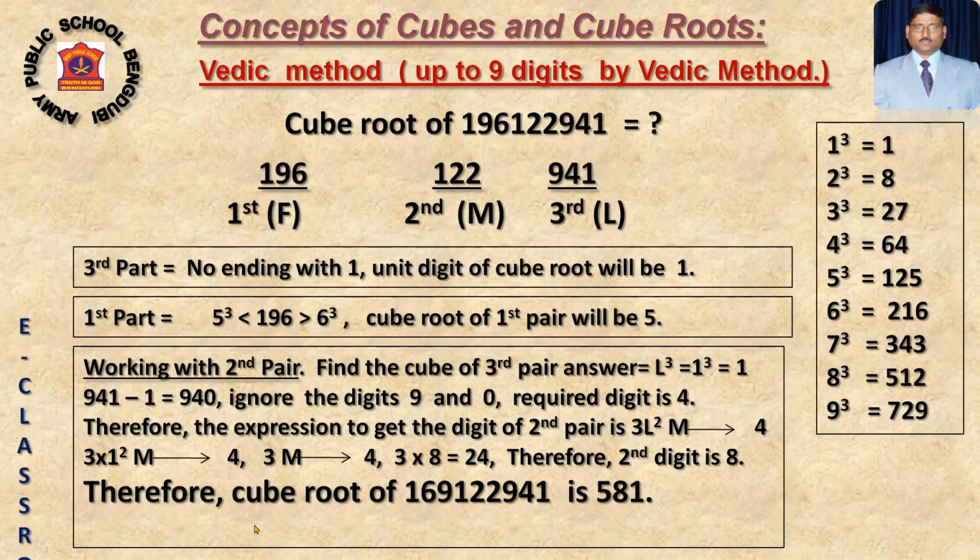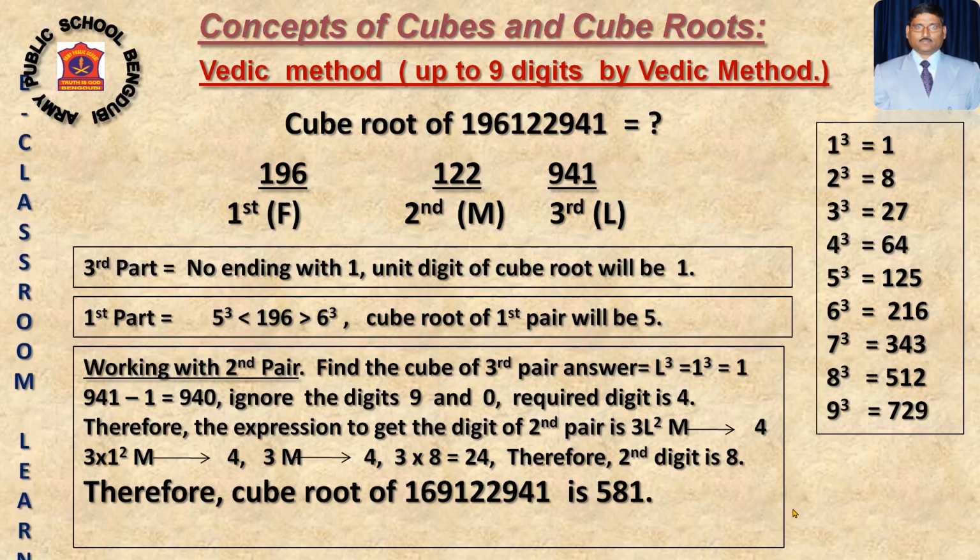Now what is the answer of this 9 digit number? It will be 581. Very simple. It's a big number, but if I follow the Vedic method, we can easily find out the answer. It may be 7 digit, it may be 8 digit, it may be 9 digit. If it is 7 digit, then the first part will be the one along. If it is 8 digit, then this will be one part. So I have here only 9 digit, up to 9 digit.